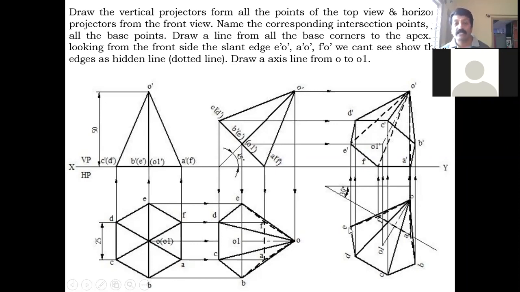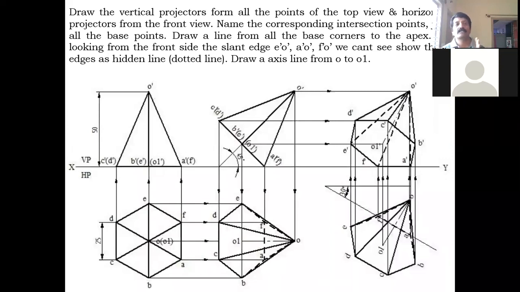Can you see E to O? We cannot see it since you are looking from here. E to O is behind you, that's why it is a hidden edge, E dash to O dash. F also you cannot see, it is behind you. F dash to O dash is hidden, and even the A to O slant edge you cannot see, so that is also a hidden edge. And coming to the axis line, you can join O1 to O, O dash to O1 dash, with the axis line representation. So this is how you have to complete the projection of this.